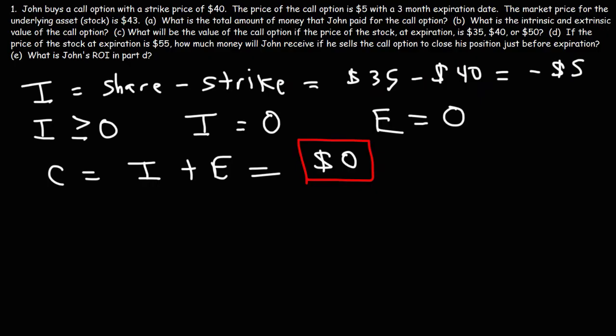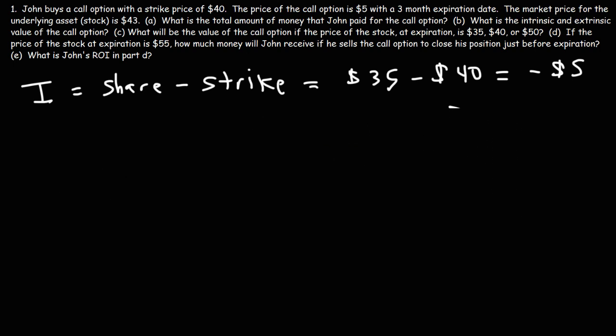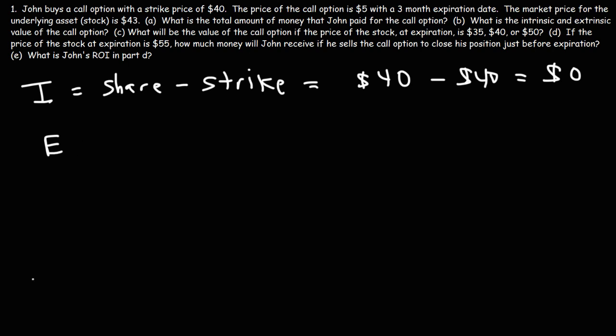Now, what if the stock closes at $40 at expiration? What is the value of the call option? Feel free to pause the video and calculate the value of the call option based on what we just did. The share price is 40, the strike price is 40. Therefore, the intrinsic value is still 0. We know that the extrinsic value is still 0, so the call option will be worth 0.